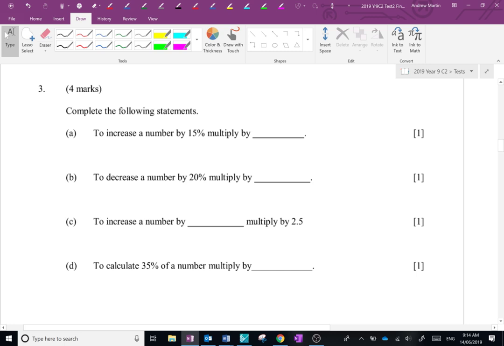To increase a number by 15%, we need to multiply by 1 and 15%, which as a decimal would be 0.15. So it's 1.15. To decrease a number by 20%, so effectively we're getting 80% of the number, because we're taking 20% off the full amount, we would multiply by 0.8.